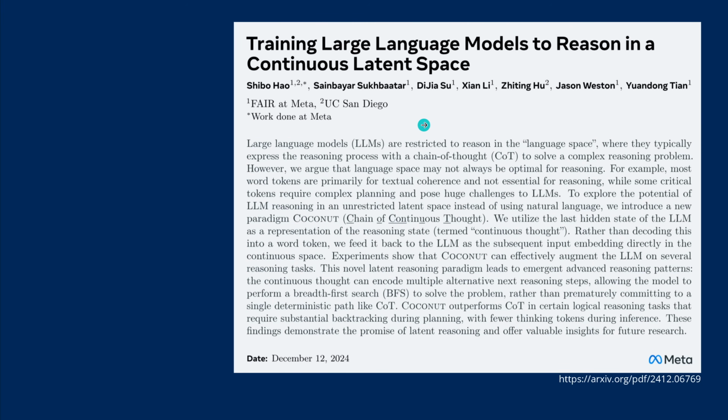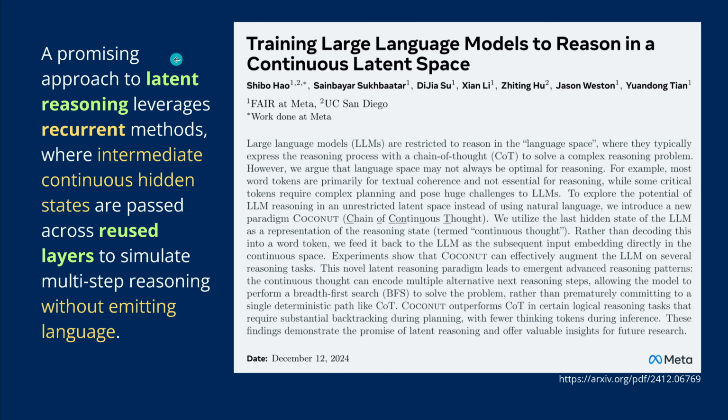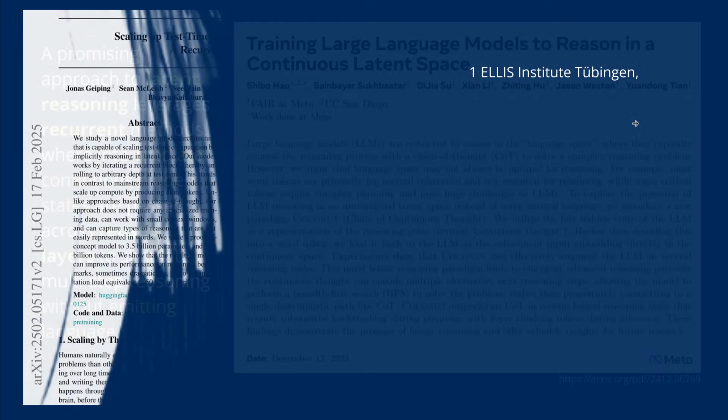And here we have this beautiful publication from Meta and UC San Diego from end of December 2024. And they already examined this and they said, hey, this is a promising approach to latent reasoning. We have recurrent methodologies, and you know RNNs, where our intermediate continuous hidden states are passed across the reused multiple-used layer structure to simulate a multi-step reasoning without emitting any language tokens. So they already were close here at the end of 2024.